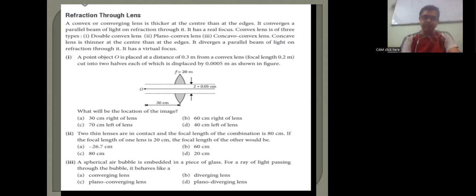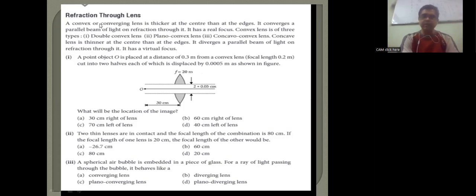For example, if I look at question number 1: a point object O is placed at a distance of 0.3 meter from a convex lens of focal length 0.2 meter, cut into two halves, each of which is displaced by 0.0005 meter as shown in the figure. What will be the location of the image?